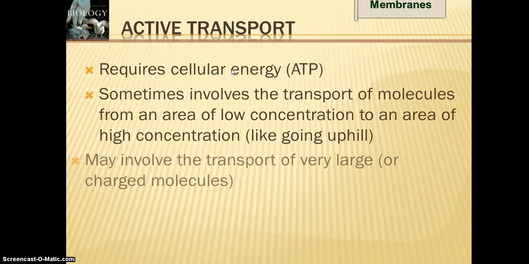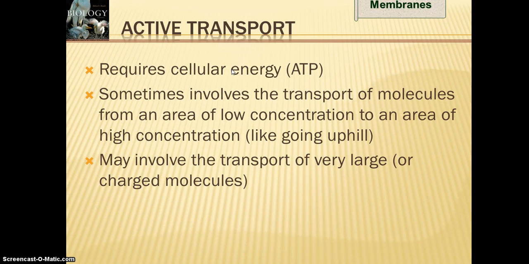Here are some general characteristics of active transport. The cell's going to have to put its own energy in. The cell's energy is called ATP. Sometimes you're going to take molecules from where they're in a low concentration and move them to where they're already in a high concentration. That's the opposite of diffusion.